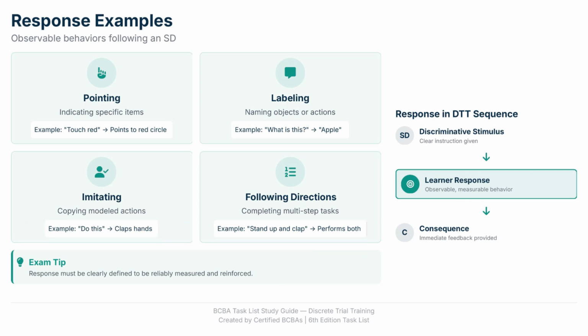Examples of responses include pointing to an item, labeling an object, imitating an action, or following a direction. In each case, the response is directly tied to the SD. For example, if the SD is touch red, the response might be pointing to a red object. One important exam point is that responses must be defined clearly enough to be measured reliably. Otherwise, we cannot accurately determine whether learning has occurred.